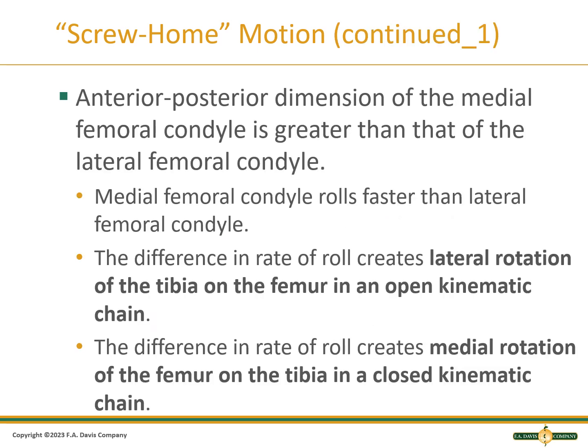So since we get this medial roll of the femur as we move into extension during a closed chain motion, that means with an open chain motion we get this lateral roll of the rotation of the tibia in an open chain motion. And that's basically what all the words on this say.